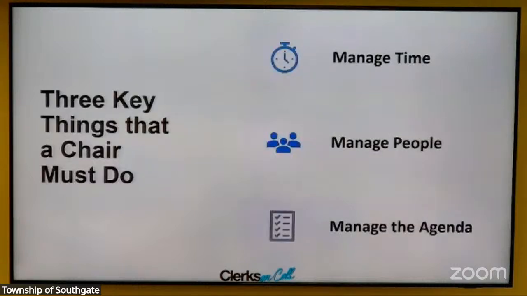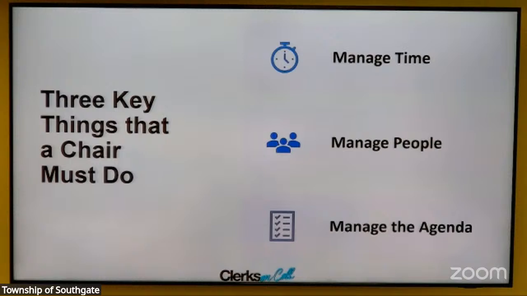So really, the previous slides pointed out that the chair has many, many responsibilities, and the chair definitely sets the tone for meetings. Essentially, all of these functions of the chair fall into three categories. It's all about managing time, people, as well as the agenda. However, the final piece of the puzzle is that the chair needs to be aware of all of these things.